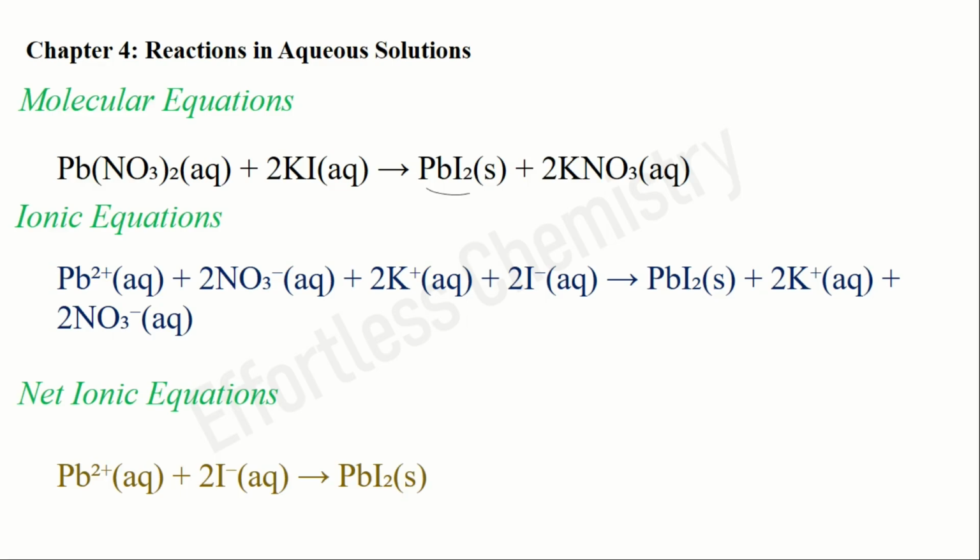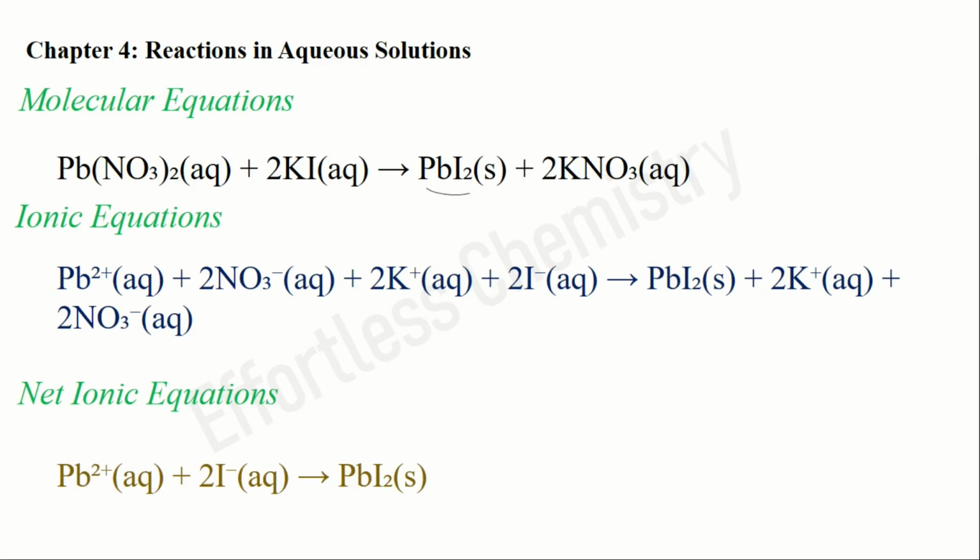molecules or whole units. A molecular equation is useful because it identifies the reagents, that is lead(II) nitrate, for example, and potassium iodide. If we wanted to bring about this reaction in the laboratory, we would use the molecular equation. However, a molecular equation doesn't describe in detail what actually is happening in solution.